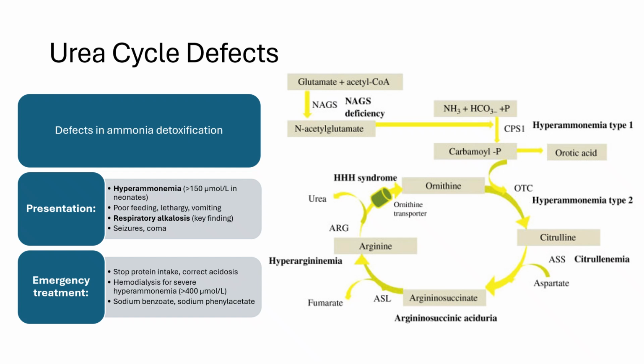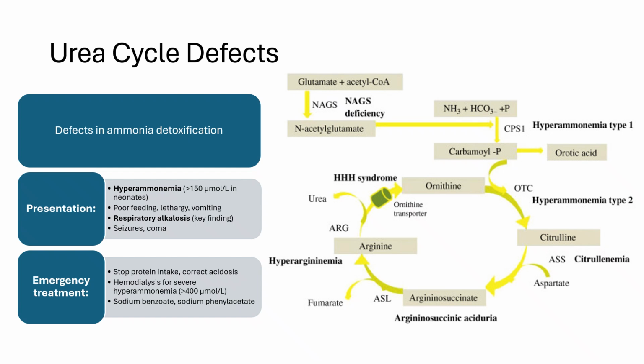The respiratory pattern provides a crucial diagnostic clue. These infants hyperventilate, creating respiratory alkalosis, increased pH with low CO2. This differs completely from metabolic acidosis seen in organic acidemias. The hyperventilation results from direct ammonia stimulation of the respiratory center. Finding respiratory alkalosis in a lethargic newborn should immediately trigger ammonia measurement.